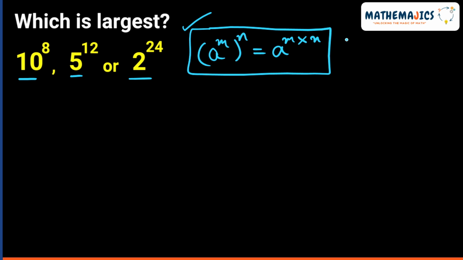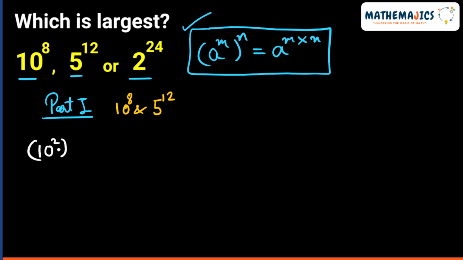We will solve this question in two parts. Let's start with part 1. In part 1, we will be comparing 10^8 and 5^12. Let's see how we can write 10^8. 10^8 can be written as (10^2)^4, which will give us 100^4. Correct?